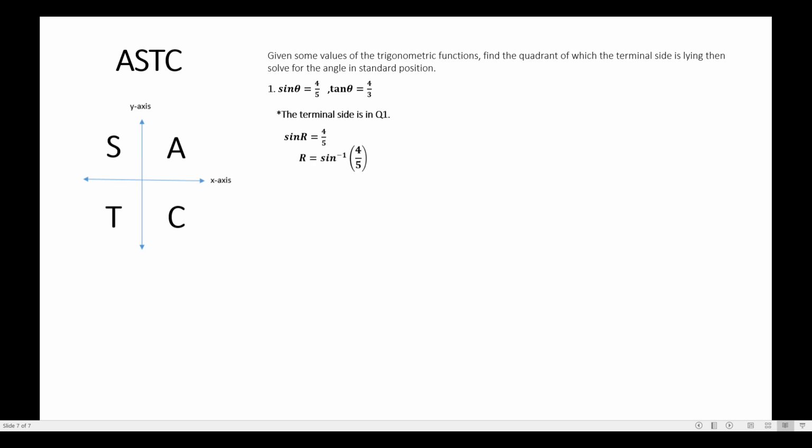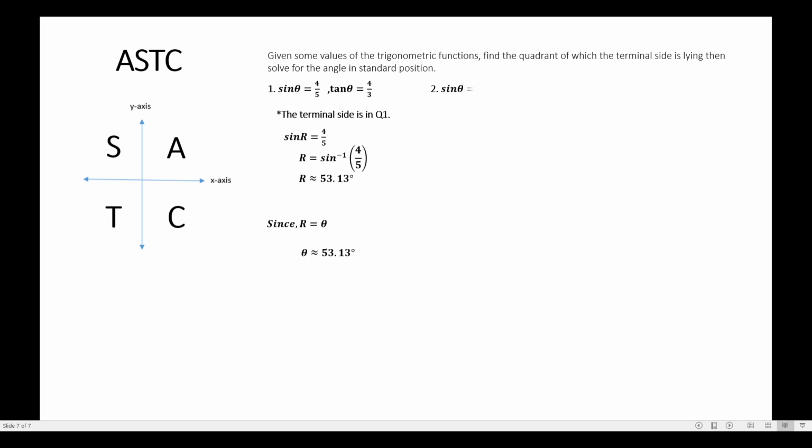So r is equal to the inverse of sine 4 over 5. R therefore is approximately 53.13 degrees. Again, this is still the reference angle. Our goal is the standard position. Since this is quadrant 1, r is just equal to the angle in standard position, theta. Therefore, our theta is approximately 53.13 degrees. So no sweat. That's it.